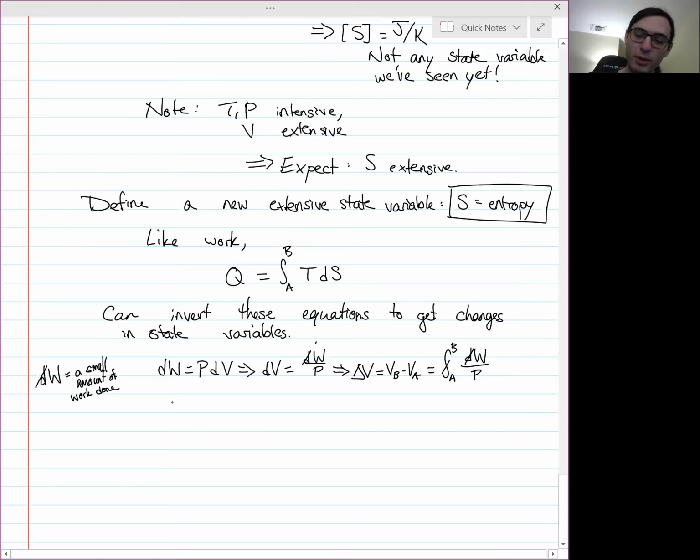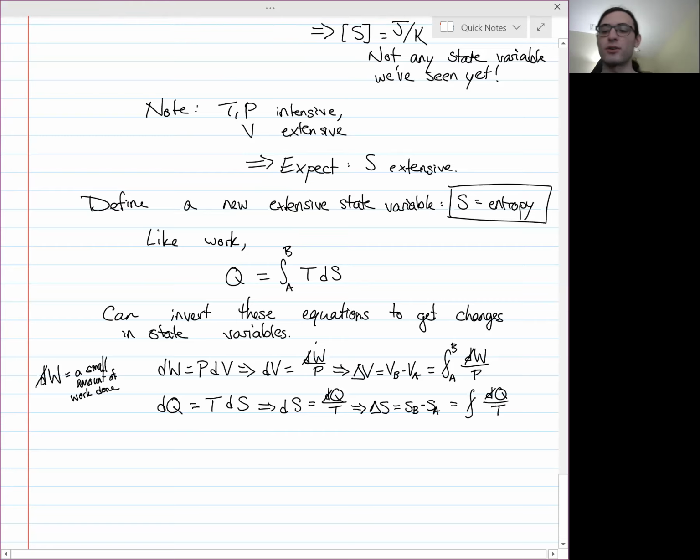And similarly, we get dQ is TdS, which implies dS is dQ over T. I'm putting a slash in the d there. I'm not canceling the d, by the way, it's just a slash to indicate it's not a standard d. And so this gives us that the change in entropy, which is a state variable, SB minus SA, is that special slashed integral. I'm going to drop these slashes in a minute. It's just the integral of dQ over T.